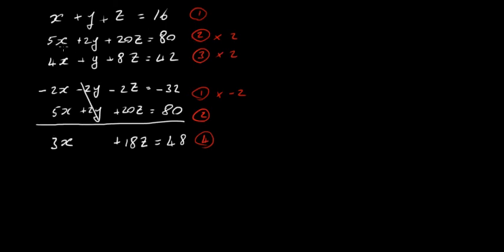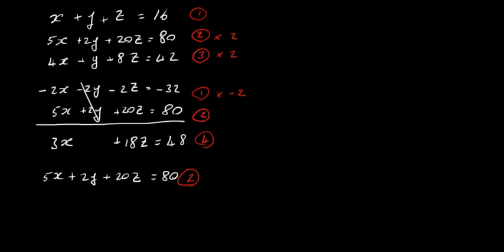I'm just going to take equation 2 here and write it down first of all. So let's take equation 2. Let's just write it down. So equation 2 is just 5x plus 2y plus 20z, and that's equal to 80.